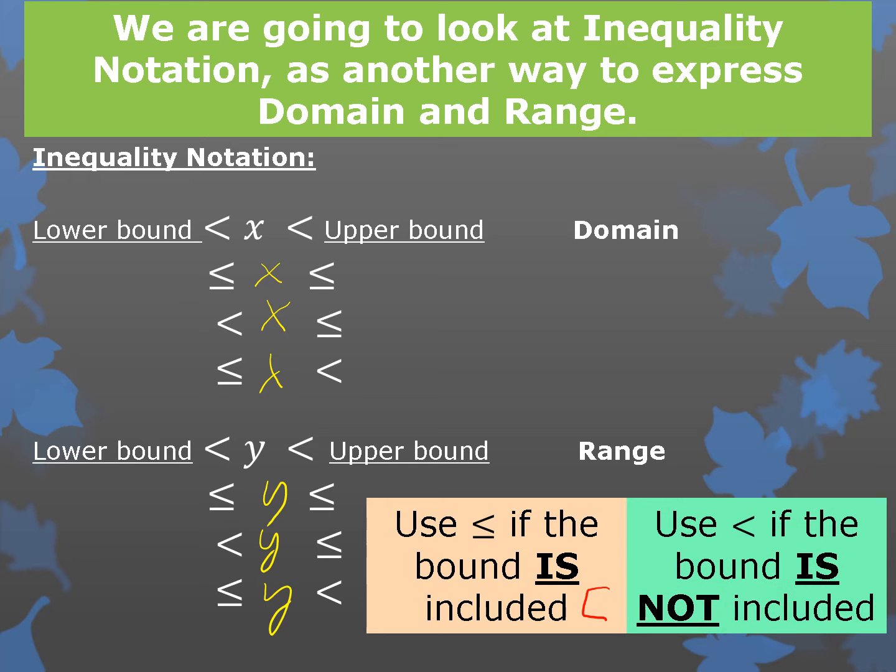You're going to use a less than if the bound is not included, so strictly less than. That would be where we would use a parentheses, such as with infinity or negative infinity. And it's the same for upper and lower as far as which symbols you use when. So if you would use a bracket in interval notation, you're going to use a less than or equal to. If you would use a parentheses, you're going to use a strictly less than. And we'll look at some examples. I just want to get the basics out of the way.